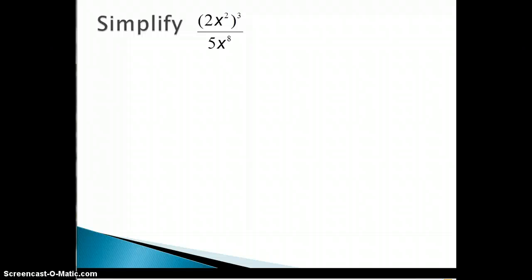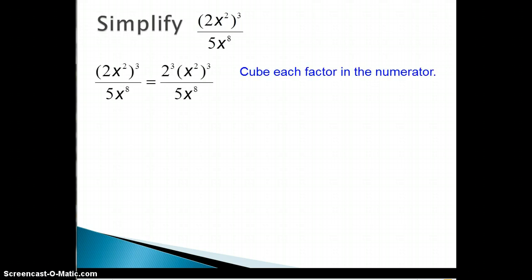Here's an expression we need to simplify. So we're going to need to get rid of those parentheses. So notice we have a product of 2 times x squared inside the parentheses, and that's being raised to a power. So first we would need to apply the product to power rule. So that means we need to cube both the 2 and the x squared. We can cube the x squared by applying the power to a power rule, which says we need to multiply those exponents together.